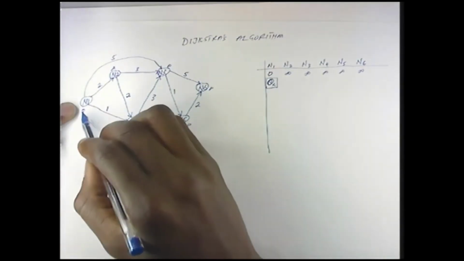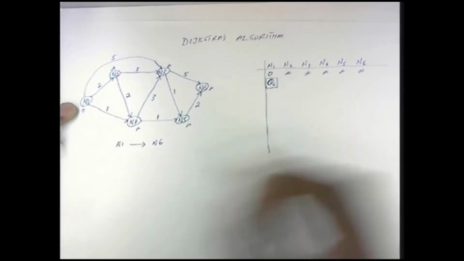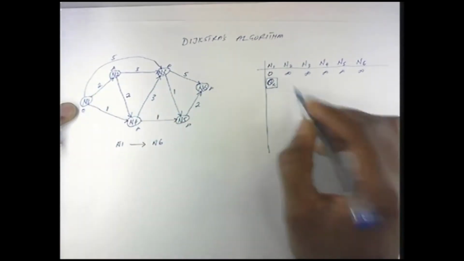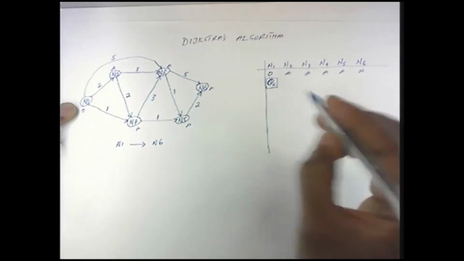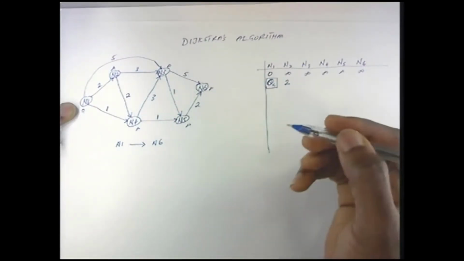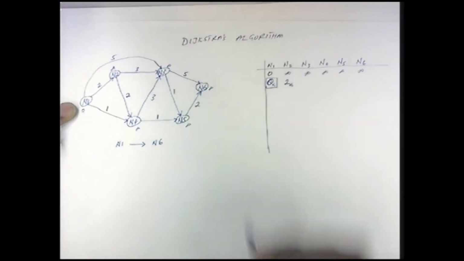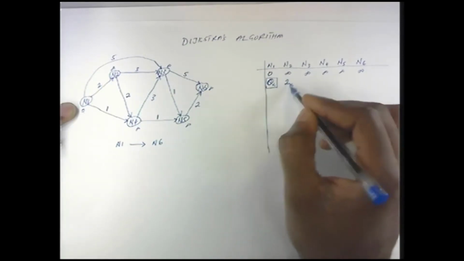So I add 0 to 2 and I compare that value to the current value at the node. Now 0 plus 2 is 2. Now 2 compared to infinity, 2 is smaller than infinity. So I'm going to put 2 here. And where is it coming from? It's coming from node 1. So I do a subscript node 1. So it means now I know the cost at node 2, which is 2.